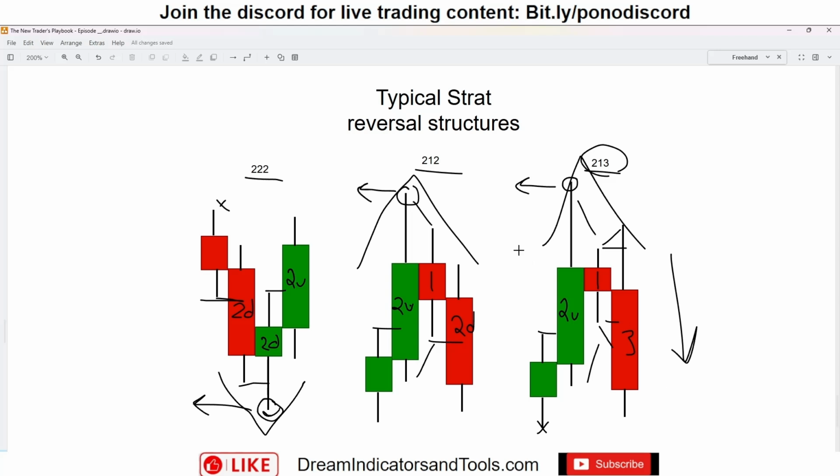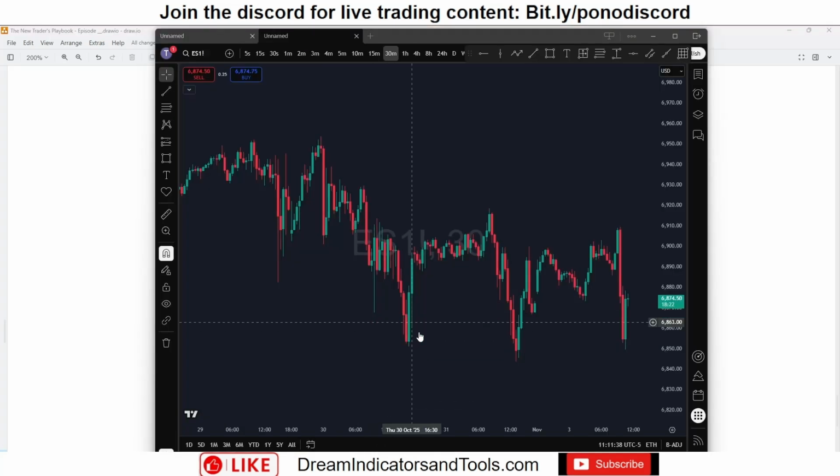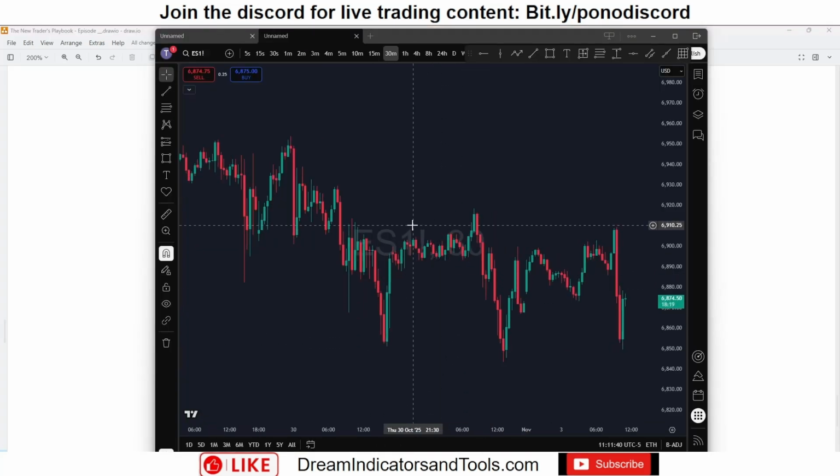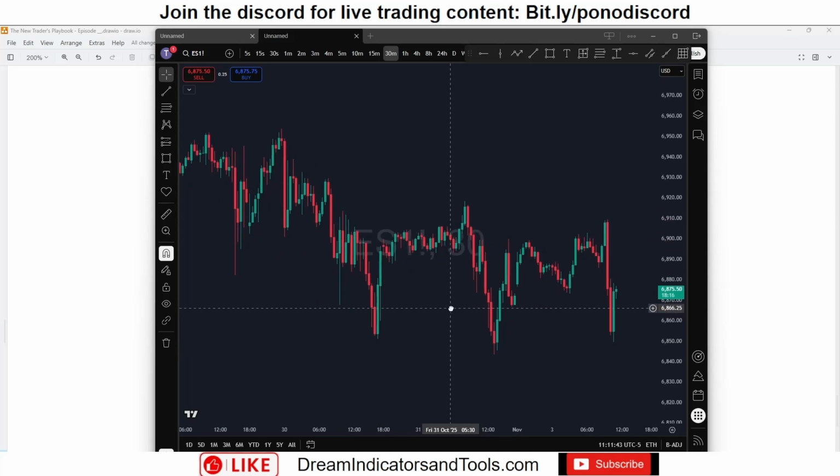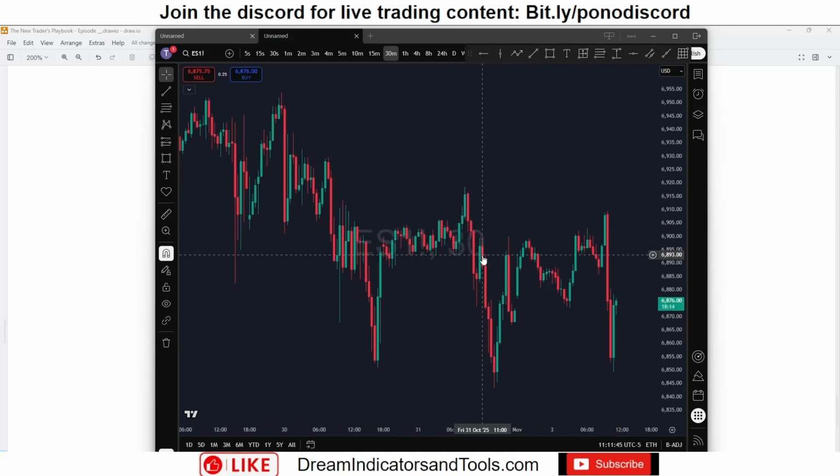Okay, so these are just some typical reversal structures. While you're taking a look into your TradingView account, just look across the charts, right? You can find it anywhere. You can find it anywhere you look, right? If I just look at this, this is simply just an S&P 30-minute. If I look at this, I can find all kinds of things.